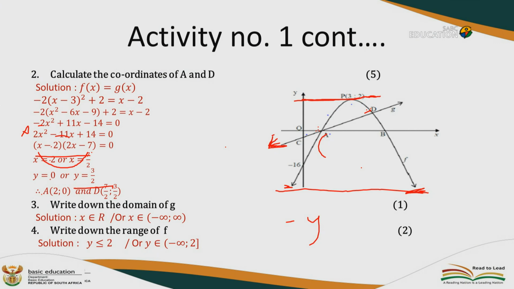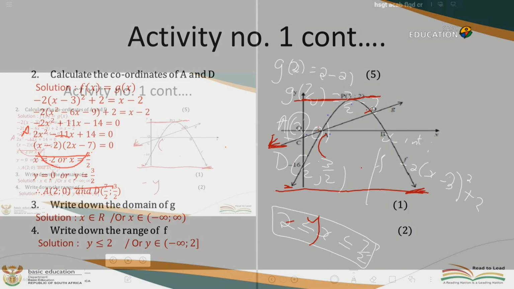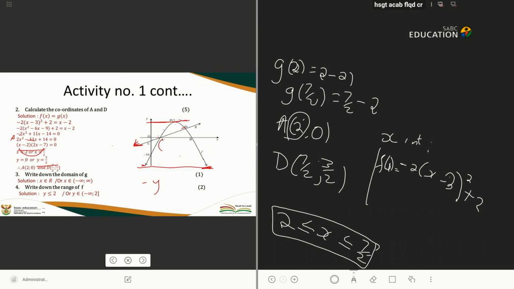Our f at x was negative 2 into x minus 3 all squared plus 2. This was the function of f at x. Since we are saying B is the x-intercept of the given parabola function, for you to get the x-intercept of a parabola function, you need to let y be equal to 0. So when you let y be equal to 0, we get 0 is equal to negative 2 into x minus 3 all squared plus 2.